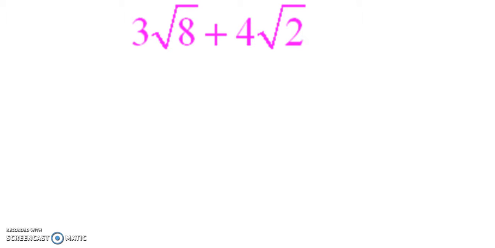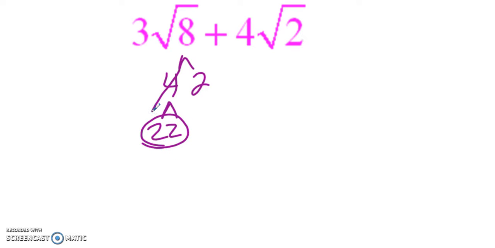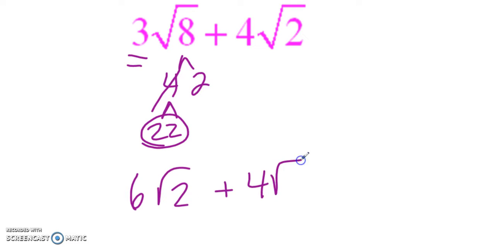When I look at this example, you just want to be careful. I cannot right now add 3 the square root of 8 and 4 the square root of 2, but if I look at it, 8 can break down to 4 and 2, a pair of 2's, so that pair of 2's can come out, getting multiplied by the 3, giving me 6 root 2, and then plus 4 root 2, and then that would give me 6 plus 4, 10, the square root of 2.